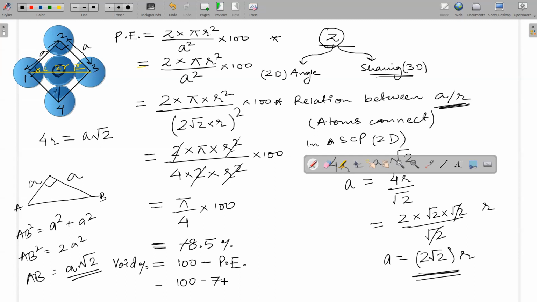100 minus 78.5 will be equal to 21.5 percent. Okay. Please raise your hand if you understood how to calculate packing efficiency. Sir, can we take that to 78.6 because the next number is 7? The next number is 7. Then 78.6.